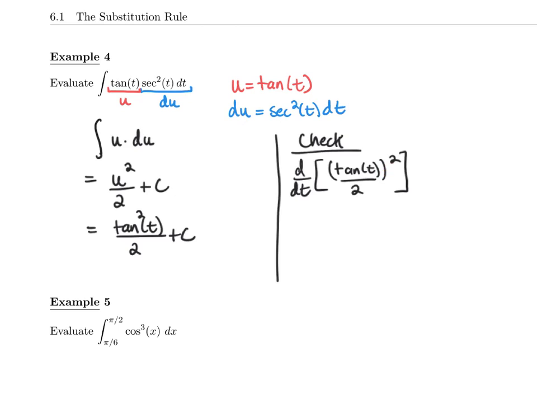Now notice I've rewritten this so the square is on the outside, and I know in order to take this derivative I need to do the chain rule first. So the derivative of the outside function is 2 times the inside to the first, and then I multiply that by the derivative of tangent, the derivative of the inside, which is secant squared. And then the 2's cancel, and I get my integrand as desired.